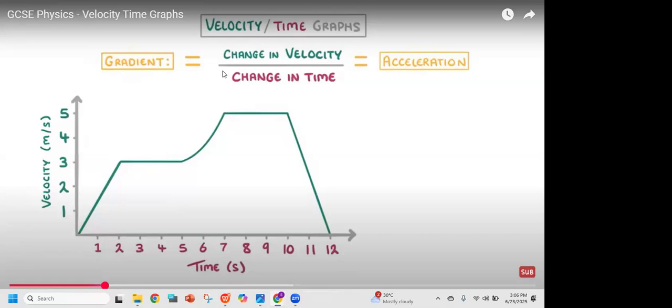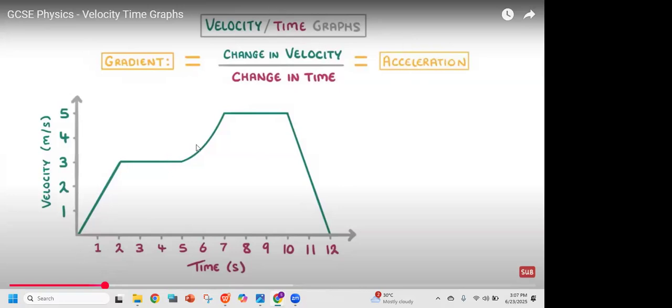So we say change in velocity, that is from 0 you have gone to 3, that is a change in velocity, right? To find the change in velocity, we use final velocity minus initial velocity, which is 0, divided by the change in time, that is the time that you have taken. So that is 2. So when you divide change in velocity by change in time, that is actually the equation for acceleration. So from a velocity time graph, the gradient, can you see the slope? The slope gives you what?